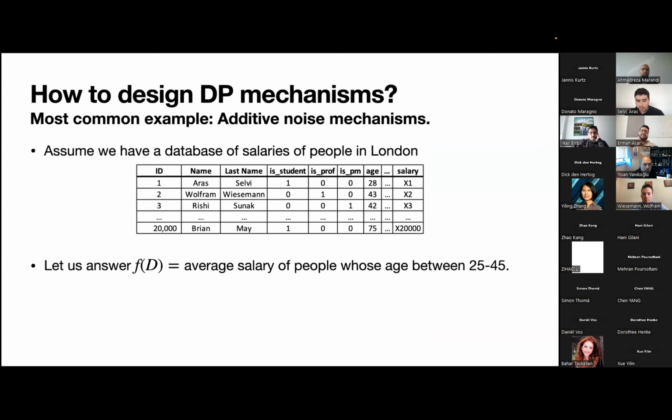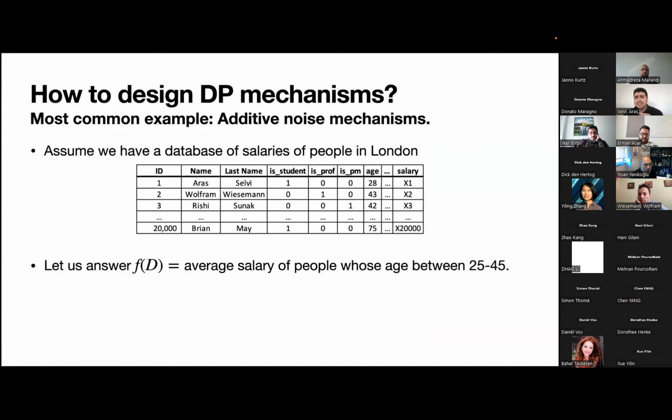Okay, so I gave a very high-level description of the definition of differential privacy. But let's see how to ensure that. If I want to answer, let's say, the average salary of some people that I have, how can I do this differentially privately? Because there's one answer, right? Here comes the idea. So assume I hold the database of people's salaries in London.